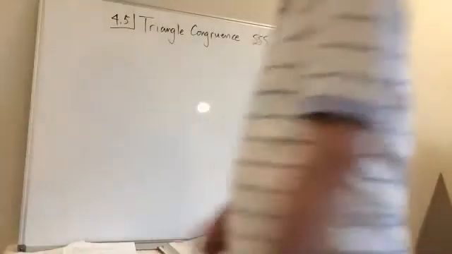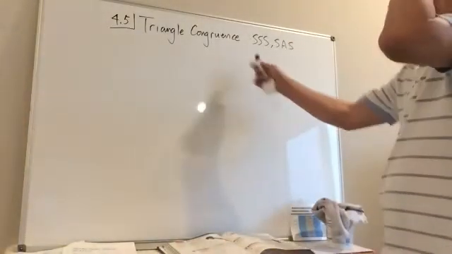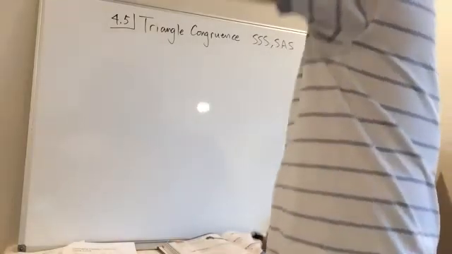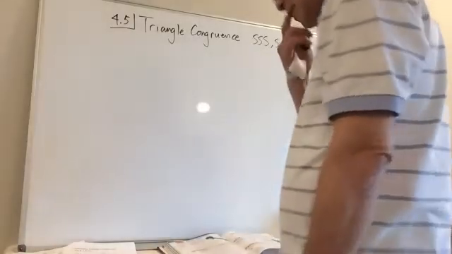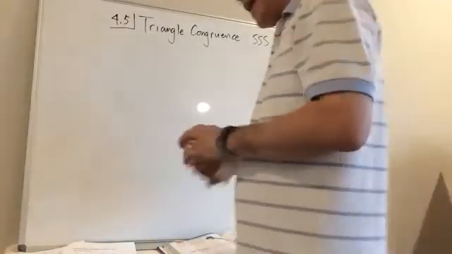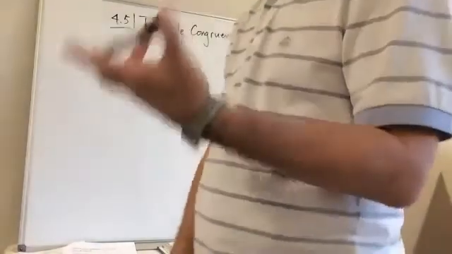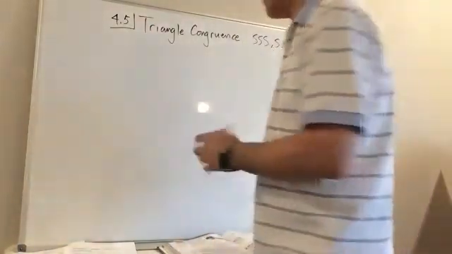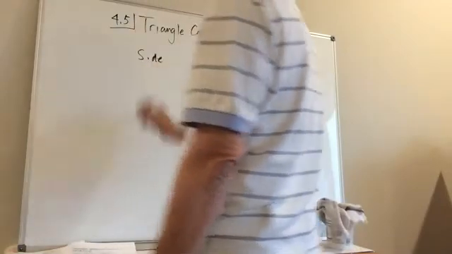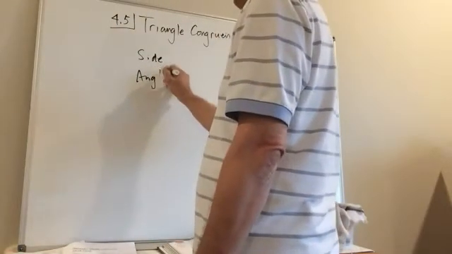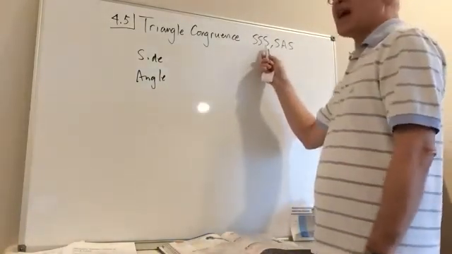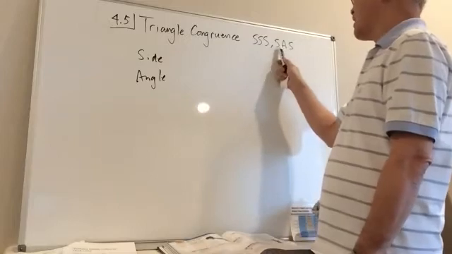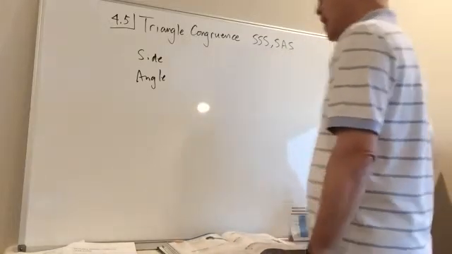Let's go ahead and get started with 4.5. We're going to do triangle congruence, and there is SSS and SAS. Just for information, the S's and the A's: S stands for side, and A means angle. So this would be side, side, side. Side, angle, side, all right?